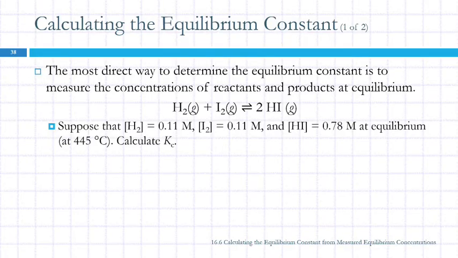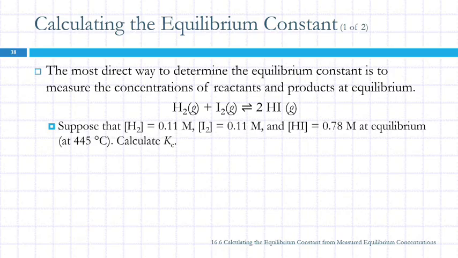How do you figure out what the equilibrium constant is? There's more than one way. The most direct way, although not the simplest way, is just to measure the concentrations of the reactants and products at equilibrium. It's easy to say that, it's challenging to do.